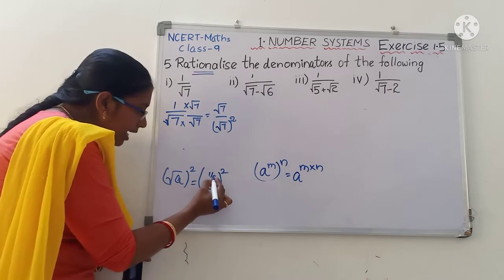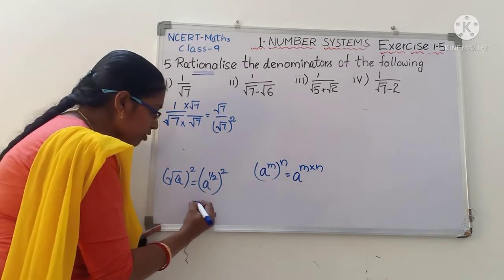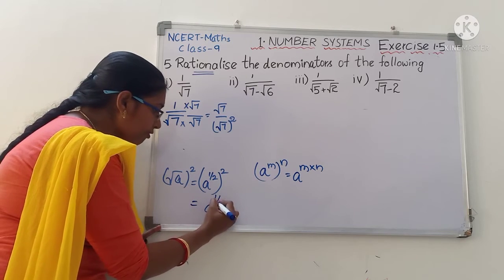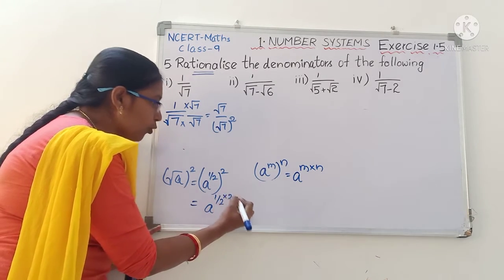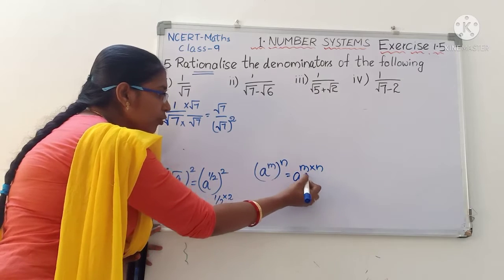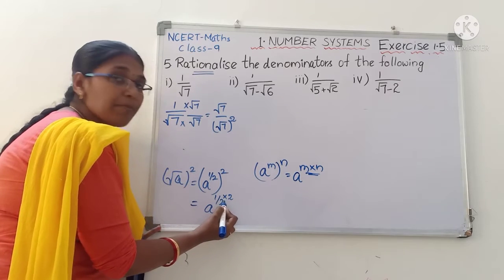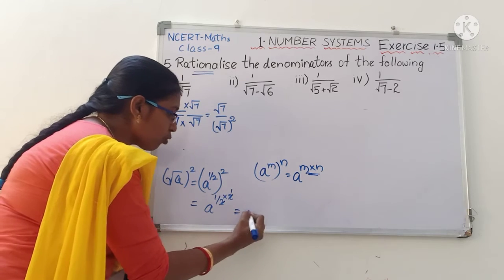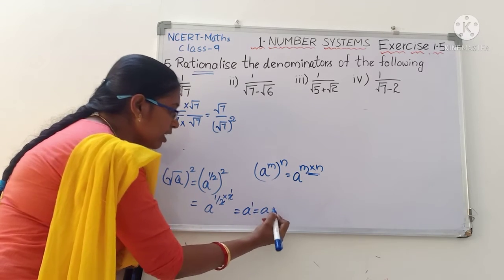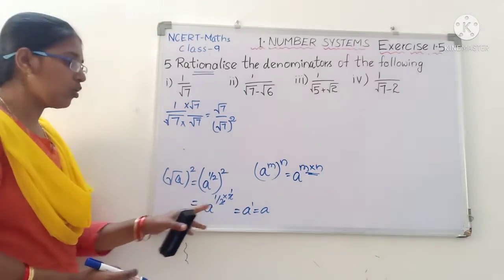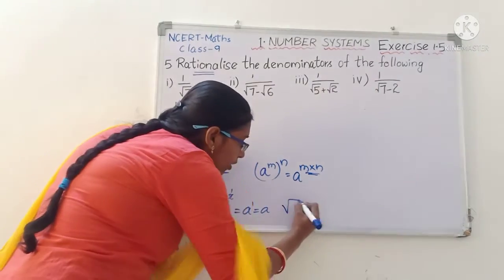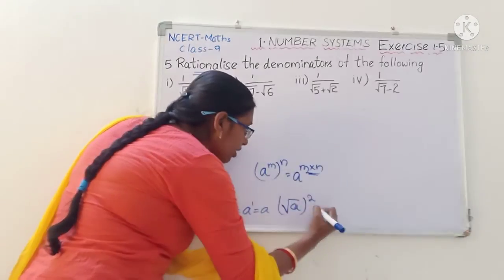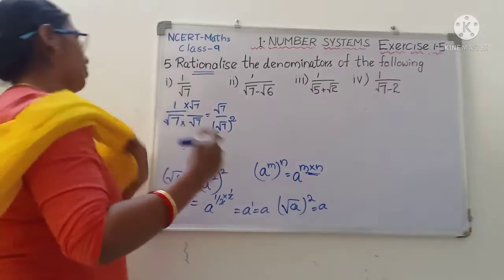So see this children. A power 1 by 2 whole square. So you should write it as a power 1 by 2 into 2. Okay. A power m into n you wrote here, right? Similarly, a power 1 by 2 into 2. 1 by 2 into 2, 2 ones are 2, so you got what? A power 1. That is a. So root a whole square is a. Root a whole square is what children? Root a whole square is a.